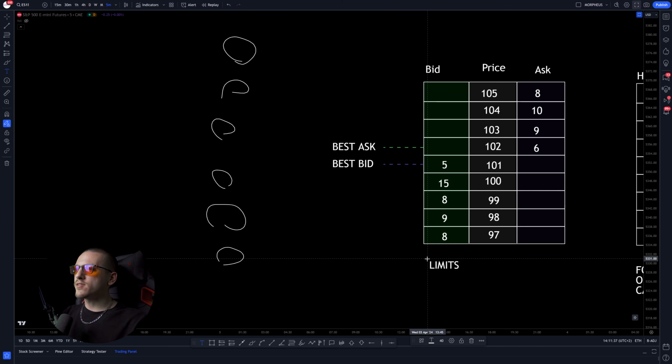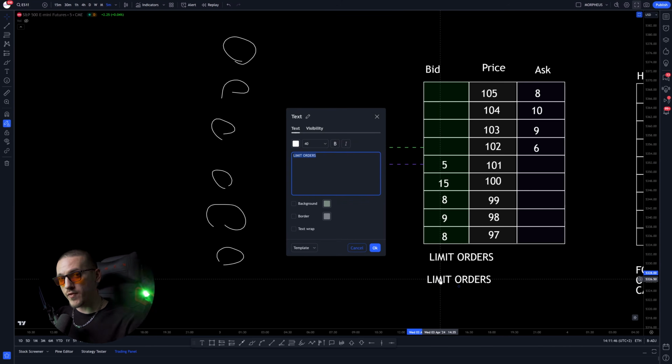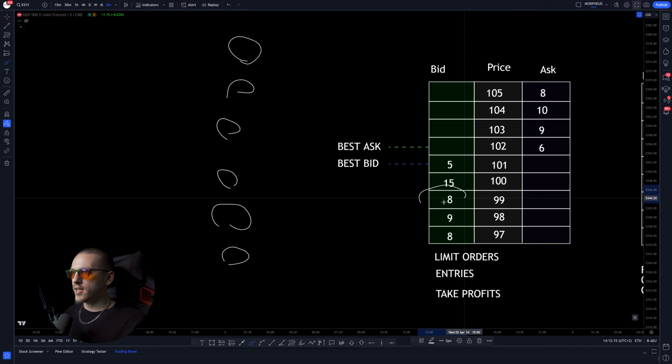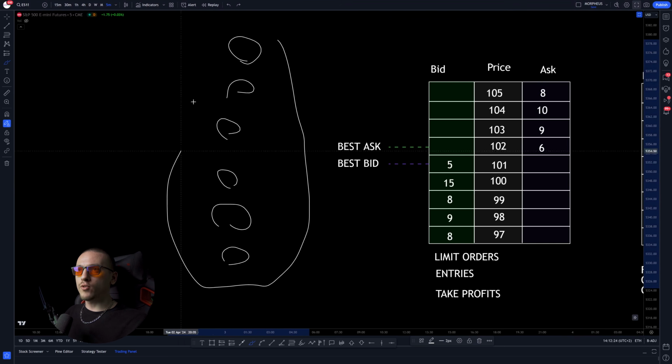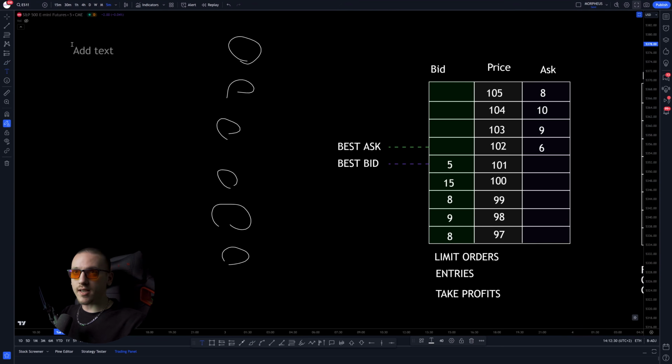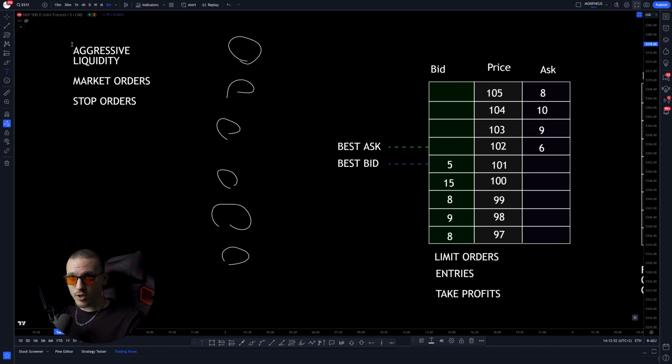So if these are limit orders, which as we discussed in the previous video can be entries like a simple buy limit and sell limit, but also take profits, because if I bought, say here, I will put my take profit right above here as a sell order. Instead, all the rest of the liquidity, which is aggressive liquidity, is people actually clicking the buy or sell button, so market orders, and stop orders, so what you would consider a breakout entry or a stop loss.